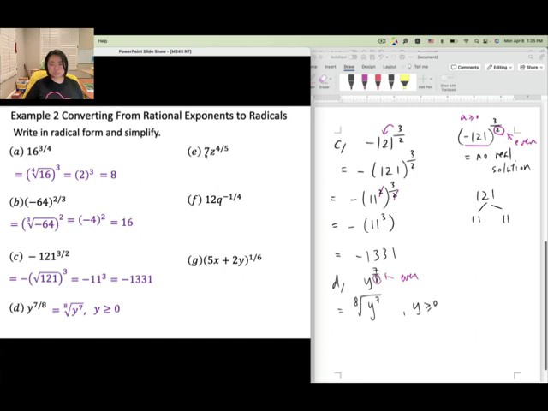And this one, 7z to the power of 4 over 5. The 4 over 5 is only applied to the z, not to the 7. So the 7, you could just keep here, and then this is the fifth root. The 5 is an odd number, so for z it doesn't matter whether it's positive or negative. That will be the final answer. There is no condition for the z here.